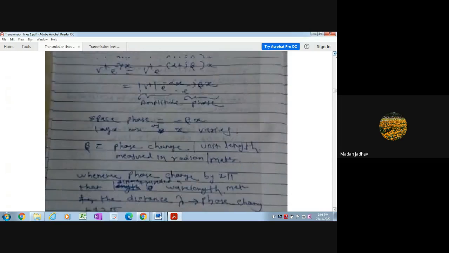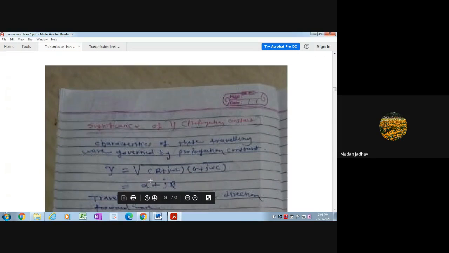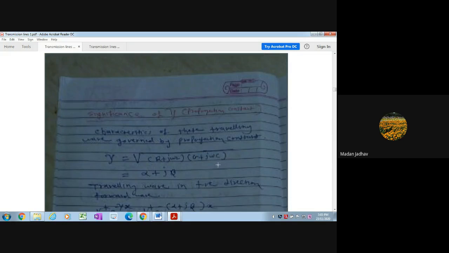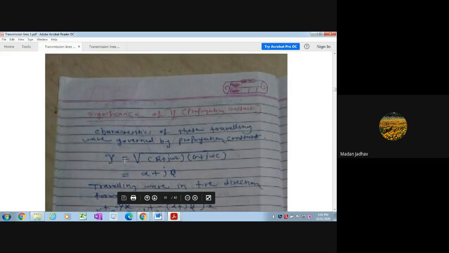Now this is the equation for the propagation constant: gamma is the square root of (R plus j omega L) times (G plus j omega C), which is also equal to alpha plus j beta. Here R is the resistance per unit length of the transmission line, L is the inductance per unit length, G is the conductance per unit length, and C is the capacitance per unit length. This propagation constant is a complex quantity. Therefore, it has a real part and an imaginary part.